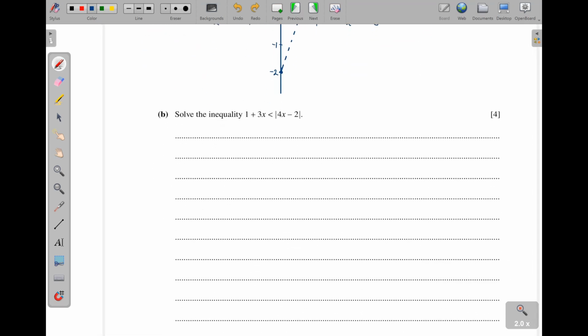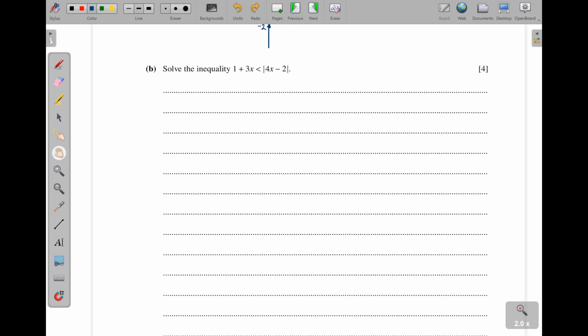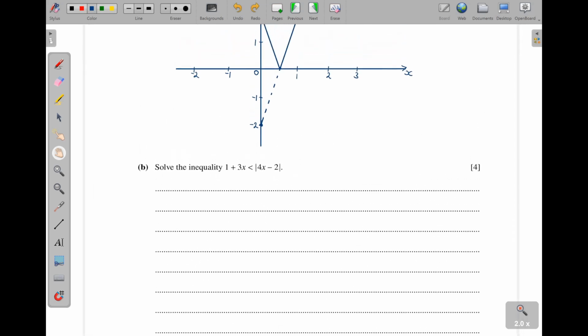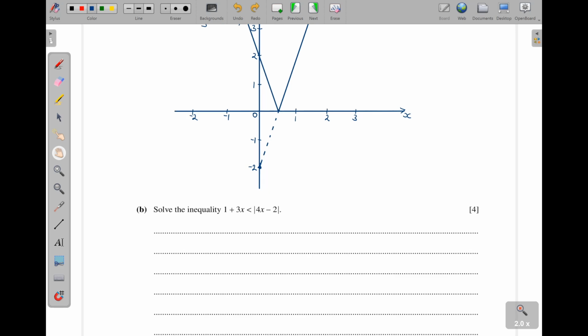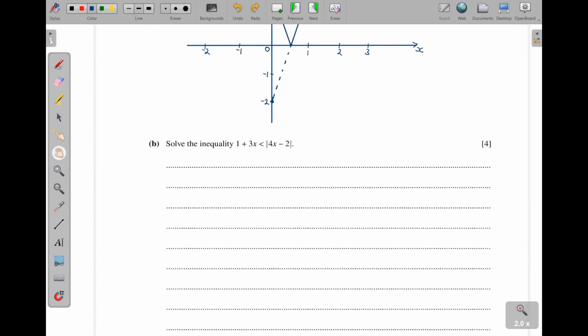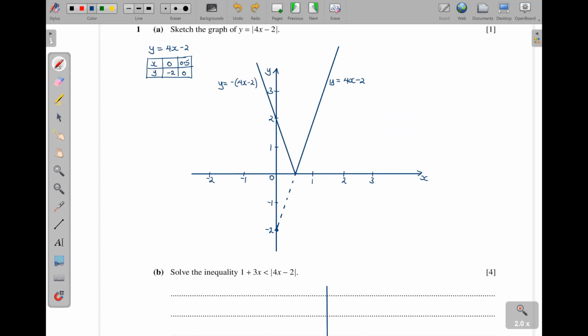Then part B, solve the inequality 1 plus 3x less than the modulus of 4x minus 2. So that is that there. Now, by the way, here we can do it using maybe 2 or 3 methods. First, I can split this. The modulus has these two graphs, the positive and then the negative.